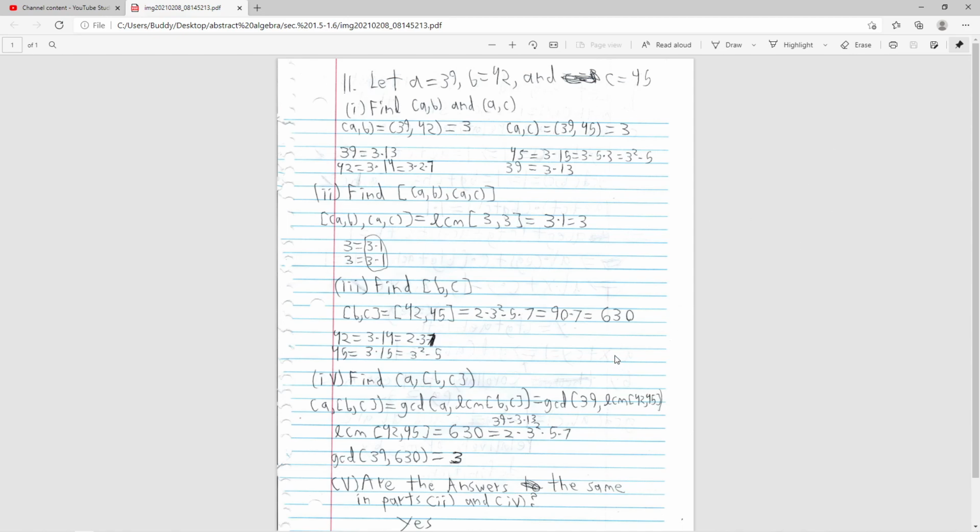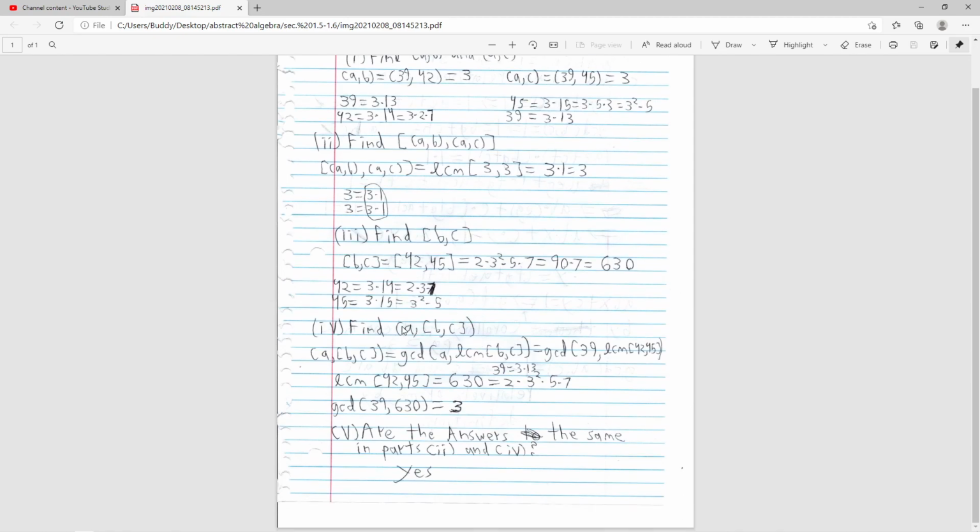So for part 3, find the least common multiple of B and C. So 42 and 45, that's 2 times 3 times 7, and 3 squared times 5. This means it's going to be 2 times 3 squared times 5 times 7, that is 90 times 7, which is equal to 630. Okay, that's the least common multiple.